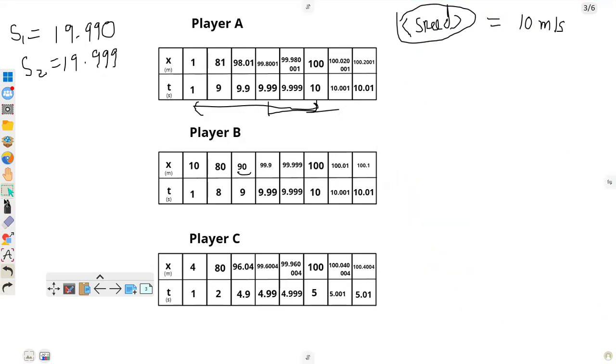Okay. So now let us try to calculate the speed between these two time intervals. Like t is 10.01 to t is equal to 10. Oh, I'm wrong again. Can someone correct me? Where am I wrong?